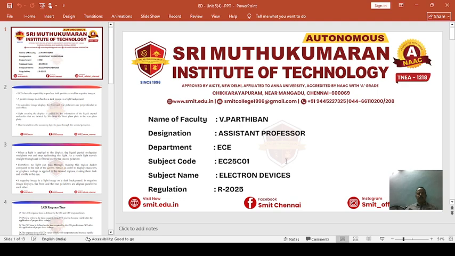I am Parthiban, working as an assistant professor in the Department of ECE, Sri Muthukumaran Institute of Technology, Mangadu, Chennai. Now I am going to present the subject called Electron Devices, which comes under the regulation R 2025. The subject code is EC25C01. Particularly, I am going to talk about Unit 5, which deals with LEDs, LCDs, as well as optocouplers.